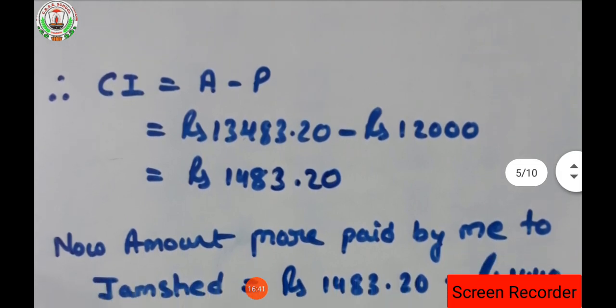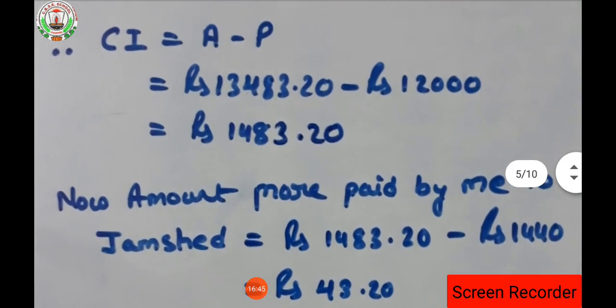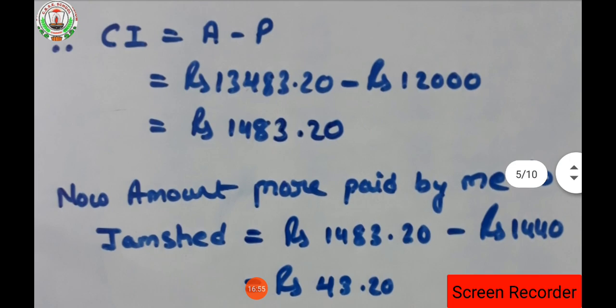Now, since it is an amount, we have to find the compound interest. And what is the formula for compound interest? That is amount minus principal. The amount we are having is 13,483.20, and the principal we are having is 12,000.